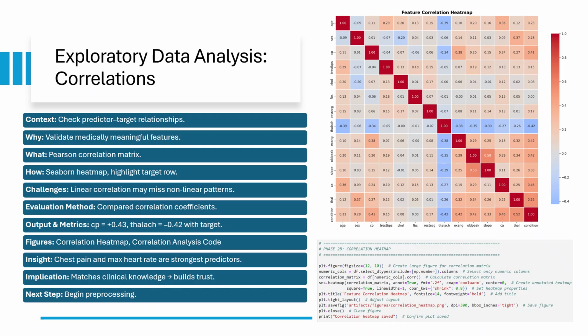We analyzed predictor-target relationships using a correlation matrix. The heat map highlights that chest pain type shows a positive correlation of 0.43, while maximum heart rate has a negative correlation of 0.42 with the target. This aligns with clinical expectations, building trust in our data. While linear correlations may miss complex patterns, this step confirms medically meaningful features and prepares us for pre-processing.